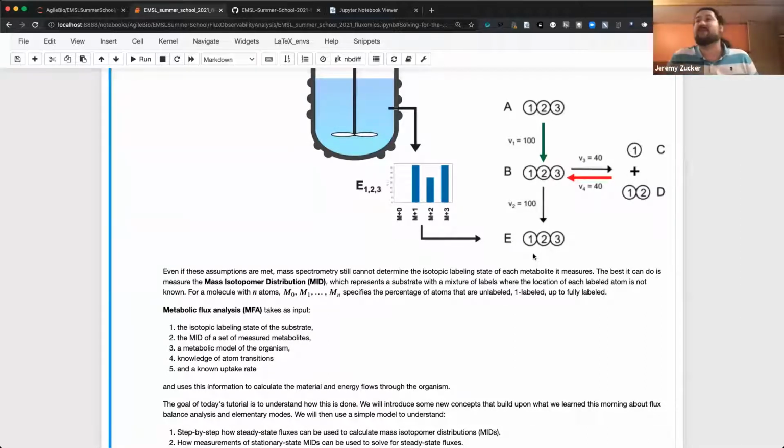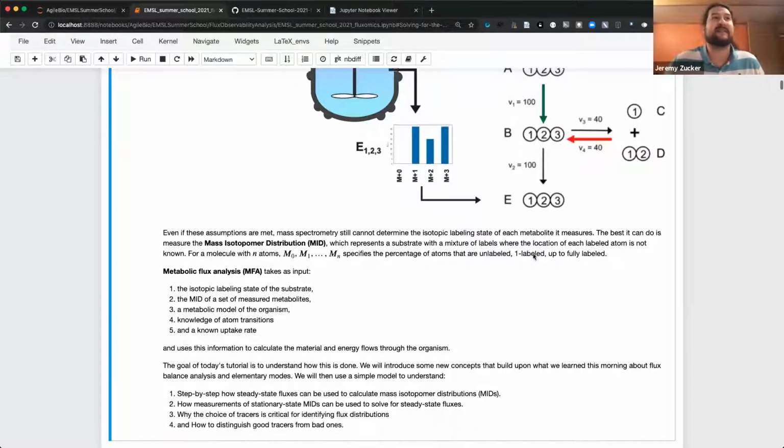The goal of today's tutorial is to understand how this calculation is done. We'll introduce some new concepts that build upon what we've learned this morning about flux balance analysis and elementary modes. And then we'll use a simple model to understand step by step how steady state fluxes can be used to calculate these mass isotopomer distributions.